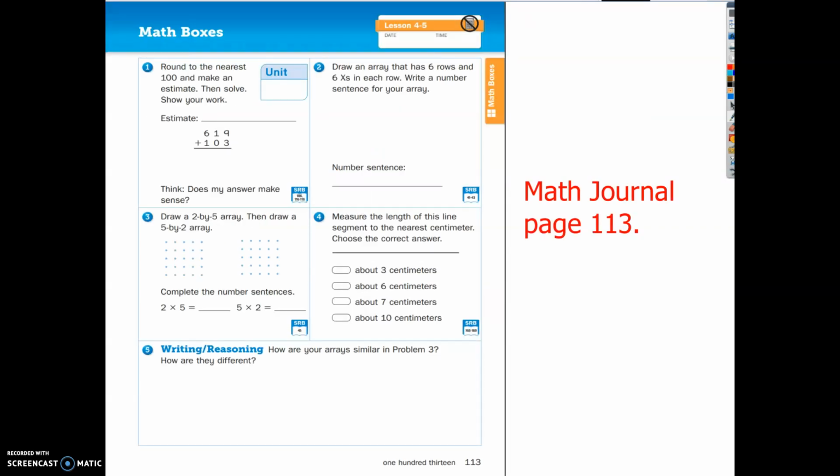Quickly, your assignment for today is to work on Math Journal, page 113. Take a picture, send it to Mrs. Fleury. Thank you.